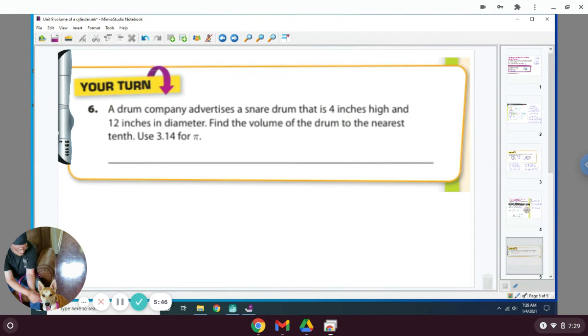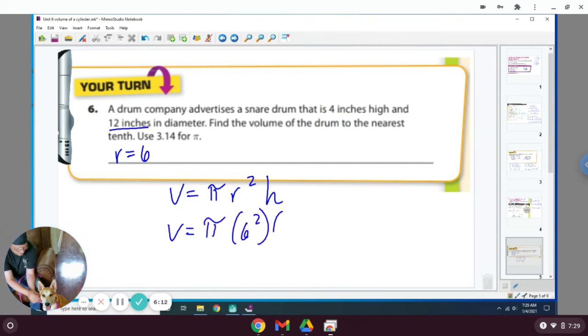All right, now you try one. A drum company advertises a snare drum that's 4 inches high with 12 inches diameter. So 12 inches diameter means the radius is 6. Find the volume of the drum to the nearest tenth. Your volume formula is V equals pi radius squared times the height. Pi is just 3.14. Your radius is 6, which we just found. And the height of the drum is 4. So you're going to do 3.14 times 6 squared, which is 36, times 4, which is 452.16.